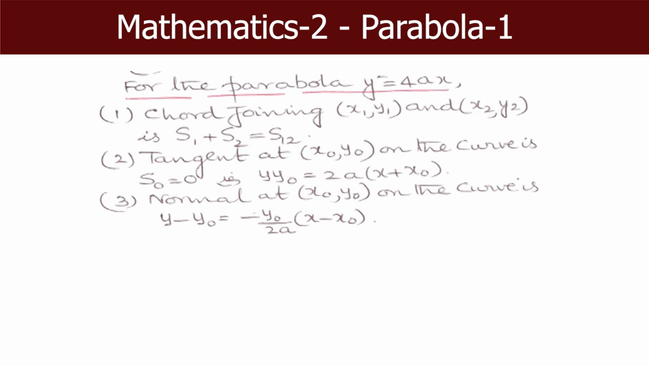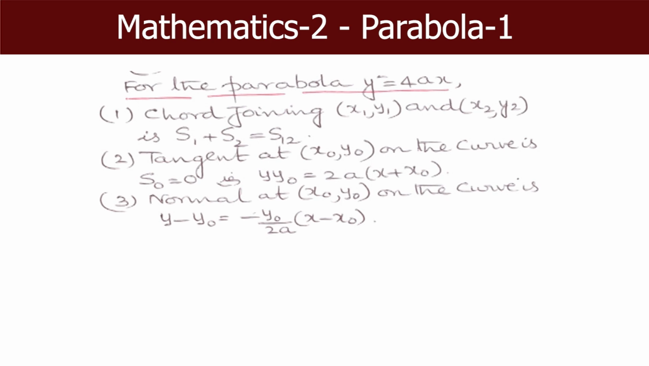The tangent at (x0, y0) on the curve: what is the equation of the tangent? S0 equal to 0. That means y0 y minus 2a times x plus x0 equal to 0. The normal at (x0, y0): the tangent has slope 2a by y0 whenever it is non-vertical. No tangent drawn to the parabola is vertical except the y-axis. So the normal at (x0, y0) has the slope minus y0 by 2a.